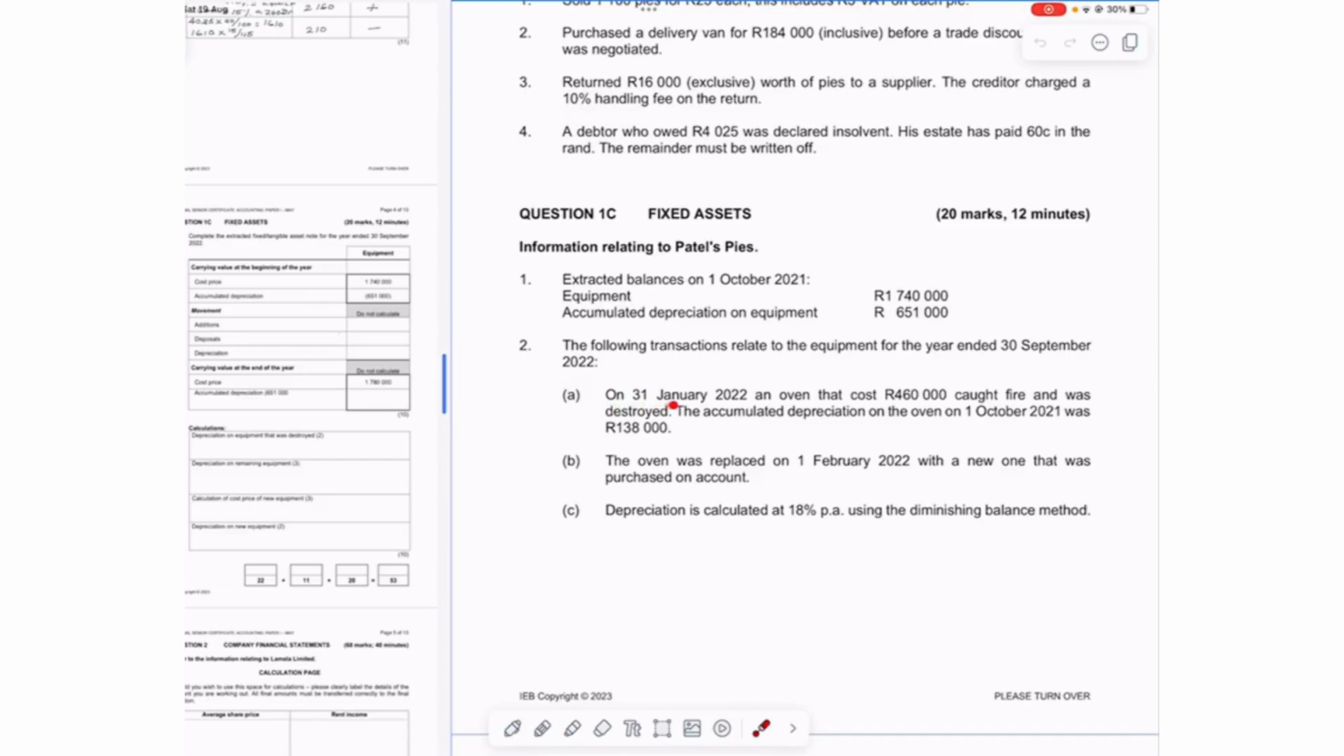On the 31st of January 2022, an oven that cost 460,000 caught fire and was destroyed. The accumulated depreciation on the oven on the 1st of October 2021 was 138,000 Rand. So that's at the beginning of the year. Let's highlight that. The oven was replaced on the 1st of February with a new one that was purchased on account, and depreciation is calculated at 18% per annum using the diminishing balance method.